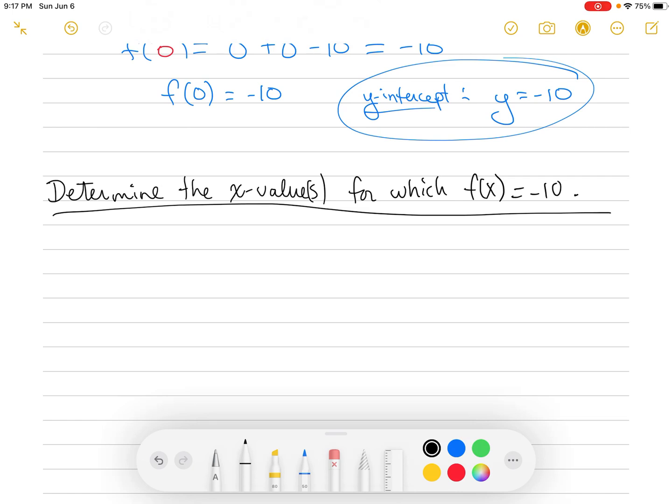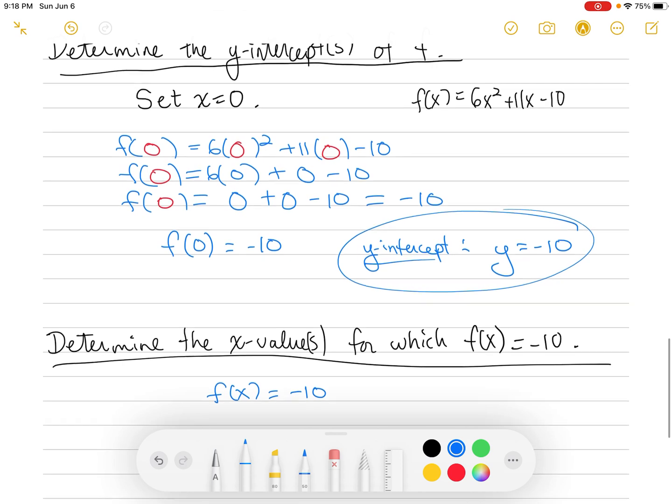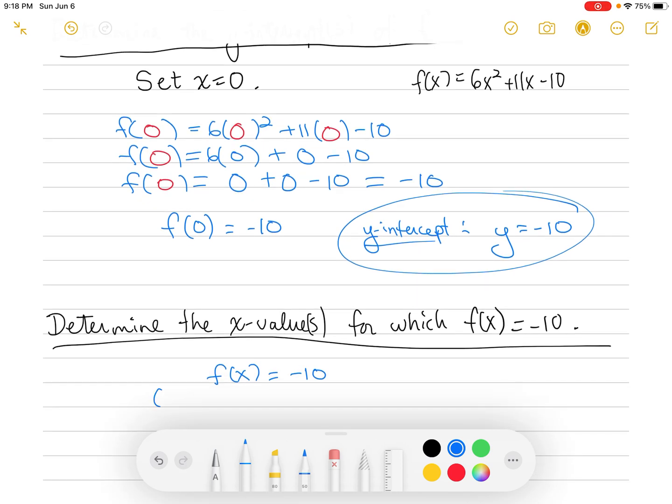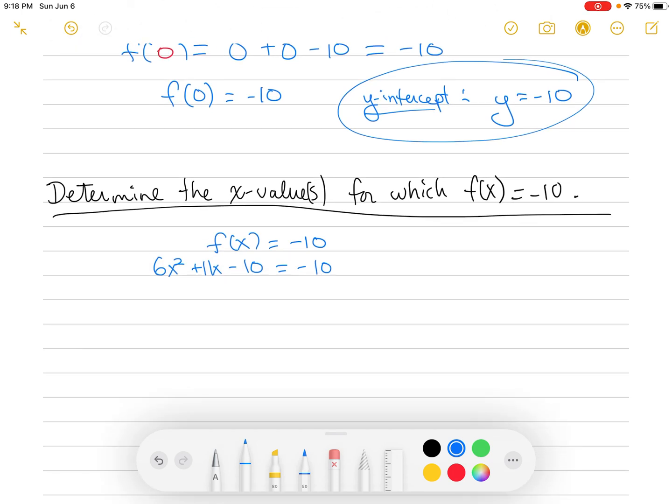For which x value? So what I'm going to do is take my function and set it equal to negative 10. Okay, so let's see. What was our function? It was 6x squared plus 11x minus 10. So we're setting that equal to negative 10. To solve this equation, this is a quadratic equation. What's a quadratic equation? It's an equation where your largest power is 2, so basically a square in your equation.